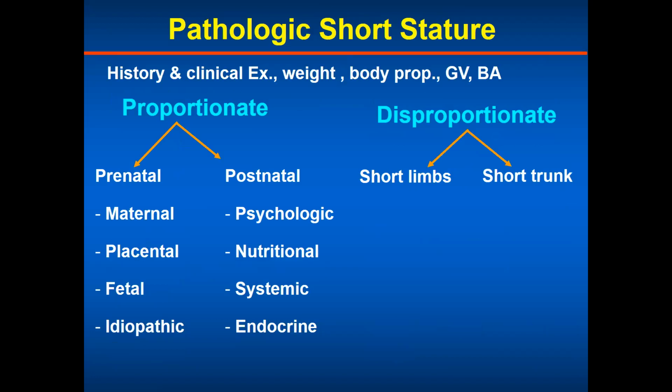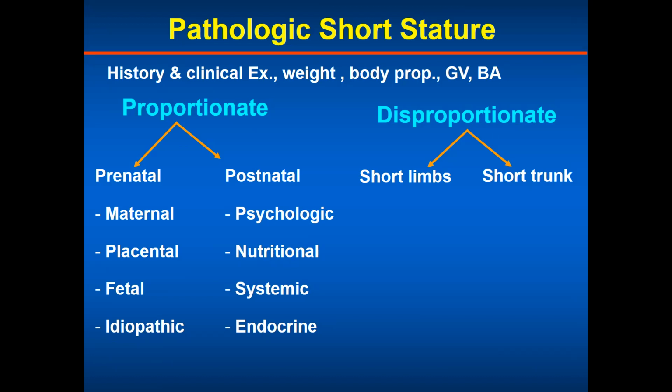What about the pathologic short stature? Again, a detailed history and a thorough clinical examination are always needed. Taking the weights carefully and comparing weight for height is very important. Taking the body proportions and considering the growth velocity, not just a single measurement, and also having the bone age assessed by an x-ray of the left hand and wrist.